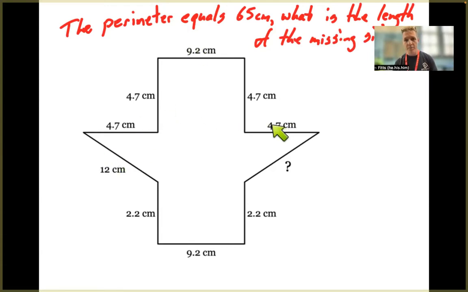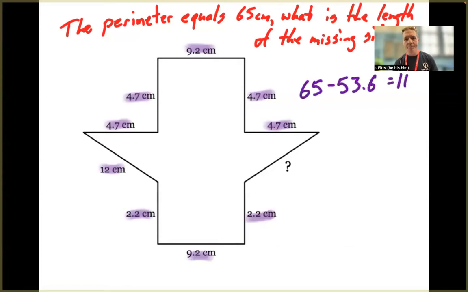And what I would do is start from here and tick them off as you go, so you don't miss something, and maybe do it twice just to be safe. The other thing you can do is count up all the ones that are the same and then multiply. So it's like 4 times 4.7, 9.2 times 2, 2.2 times 2, and then 12 times 1. So you could do all of that. That's just a shortcut, right?